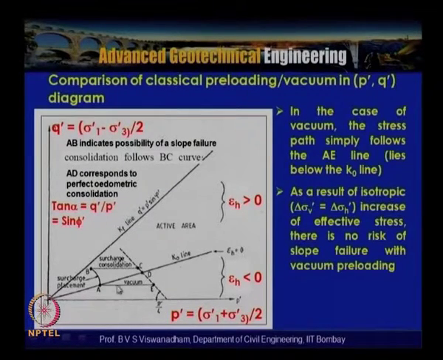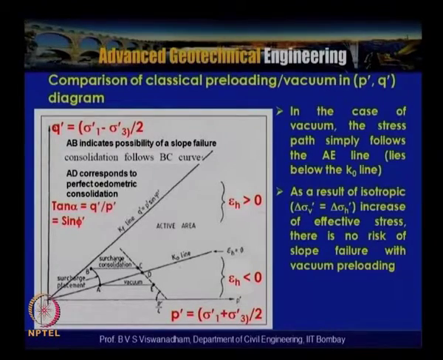Whereas in the case of so-called vacuum consolidation, AD is the process of vacuum consolidation, and in the case of the vacuum line, the stress path simply follows the AE line, which lies below the K naught line. The K naught line is the at-rest line. As a result of isotropic consolidation, because the pressure from the vacuum consolidation is identical in both directions, increasing the effective stress, there is no risk of slope failure.